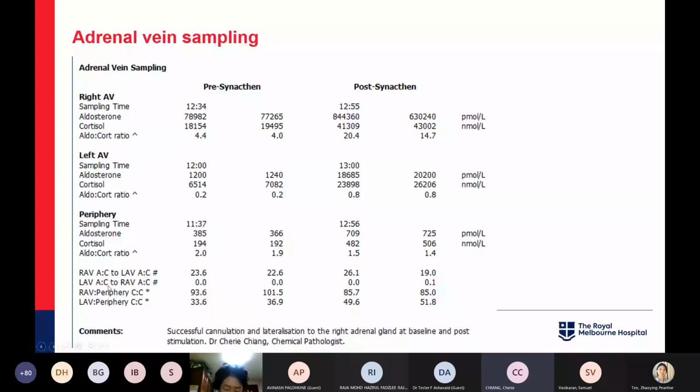If we look in detail at the pre-cosyntropin or baseline, you can see the right adrenal vein ACR was 4, and the apparent unaffected side had an ACR of 0.2, which was lower compared to the ACR of the periphery. Once again, this is a secondary endpoint. It helps us confirm that the right is abnormal because of the quite high lateralizing ratio. The unaffected gland is suppressed relative to the periphery, which would also suggest that the right side, the affected gland, is the side producing the excess aldosterone.